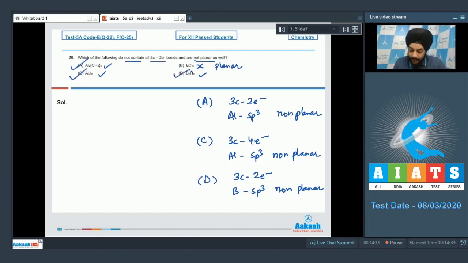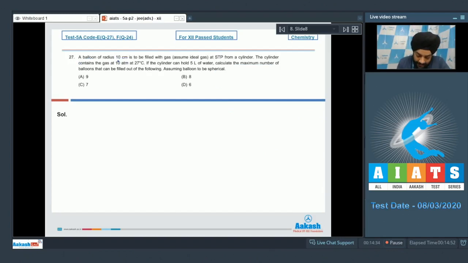Let us look at the next question now. Question number 27. A balloon of radius 10 cm is to be filled with a gas at STP from a cylinder. The cylinder contains the gas at 10 atmosphere at 27 degrees C. If the cylinder can hold 5 liters of water, calculate the maximum number of balloons that can be filled out of the following, assuming balloon to be spherical.